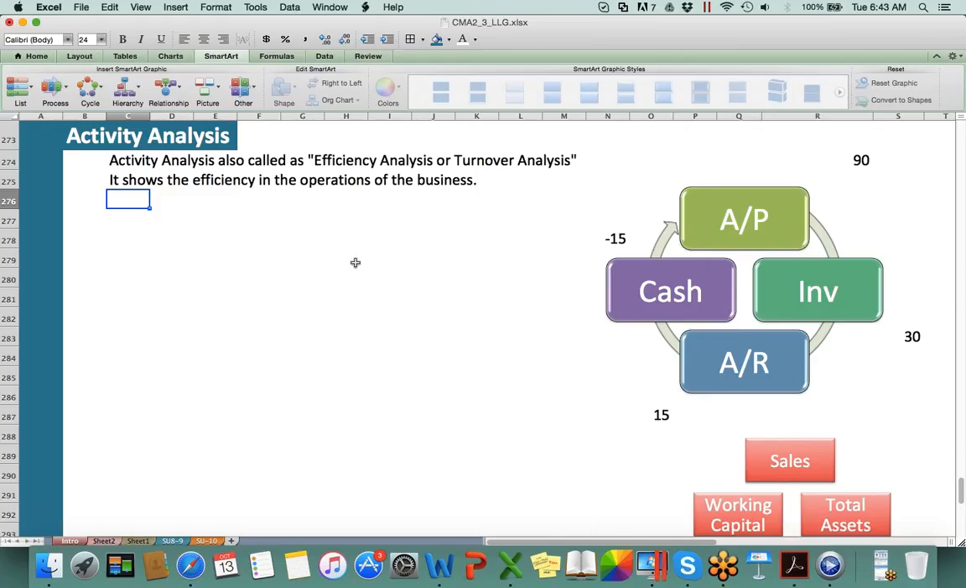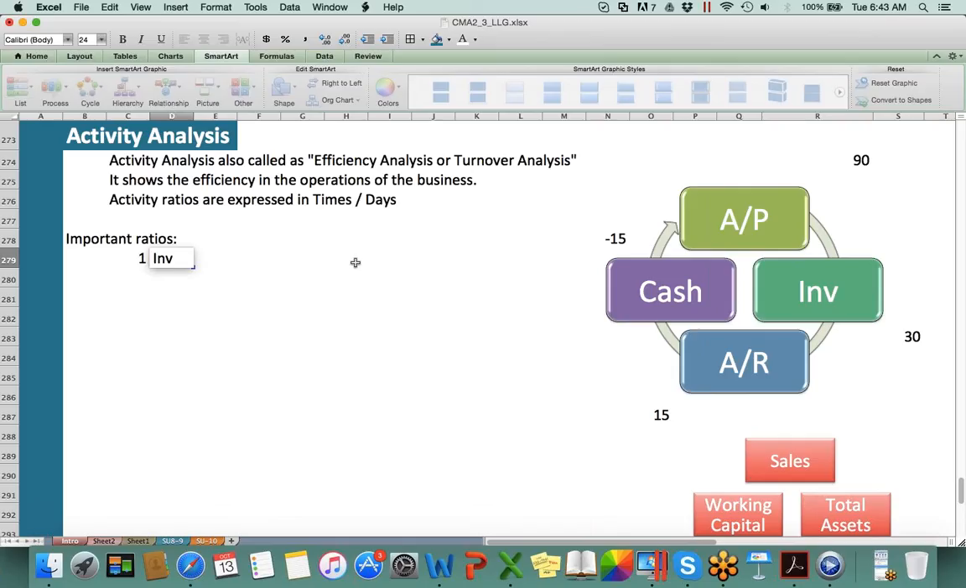Activity ratios are expressed in times, meaning 5 times, 7 times like that, or days, 7 days, 30 days, 40 days like that. The important ratios we are going to learn are very important for the CMA examination. Please check all these ratios.